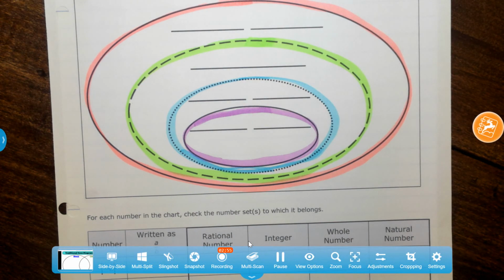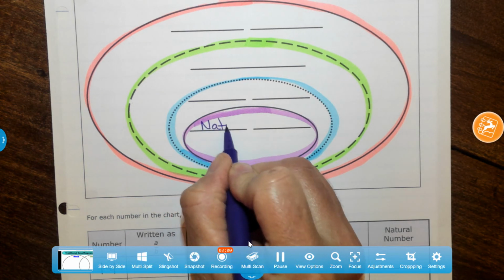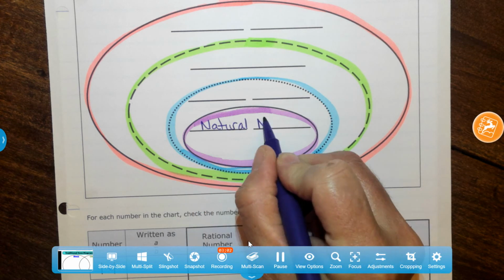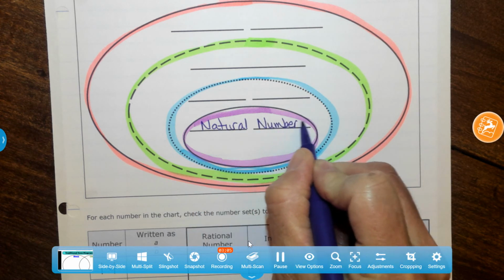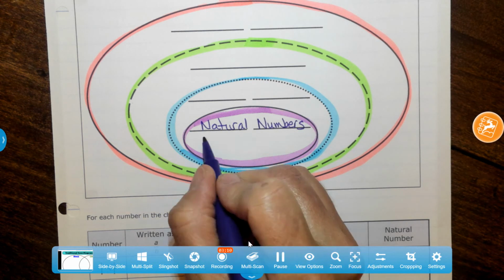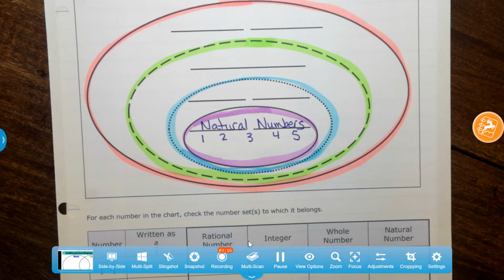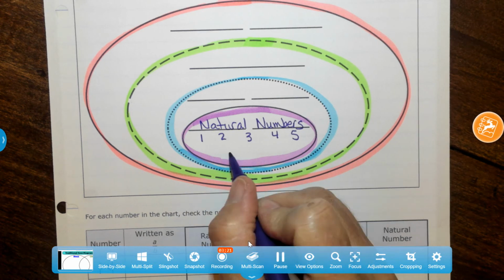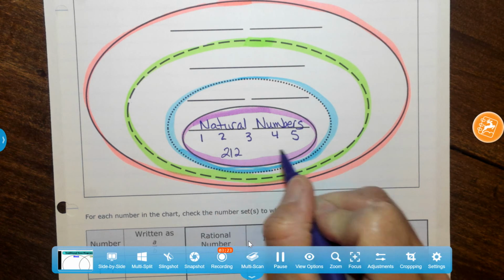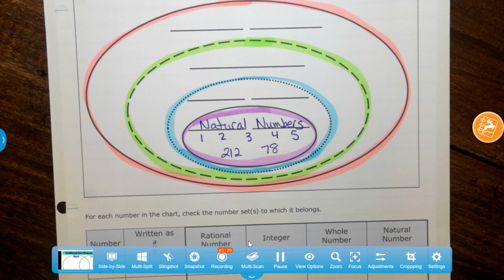Okay, let's start on the inside. These were the natural numbers. Natural numbers are simply counting numbers. So if I were to say count to 5, you would start with 1, 2, 3, 4, 5. So a natural number is any number that you start with by counting. You could count to 212. You can count to 78. You can count to lots of different numbers. So if it is a counting number, it's a natural number.